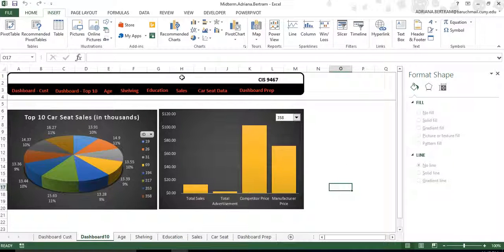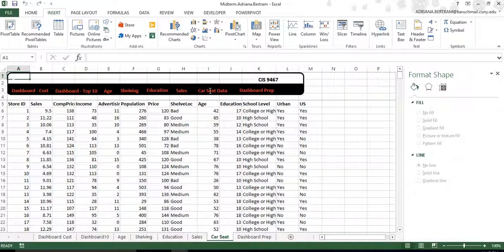Now let's go ahead to the raw data. And you see here I have 12 variables. The first variable refers to the store ID number. I have 400 different locations here, and each location has a number. For instance, we have store 1. The next variable is the sales in thousands. So store 1 sold $9,500 in car seats.